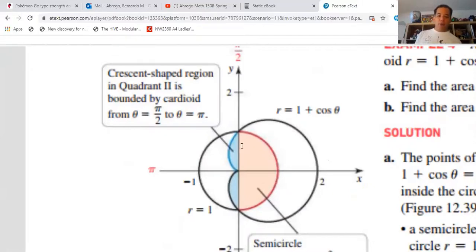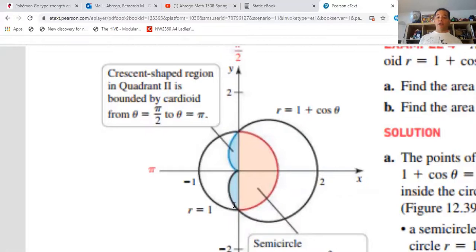And in part B, we want to find the area of the light blue and the red together, right? The light blue and the red together. And I don't know if you realize, the red is super easy. The red is just half a circle, so that part is very straightforward. So to do the region inside both, maybe we just need to do this little part, the light blue.